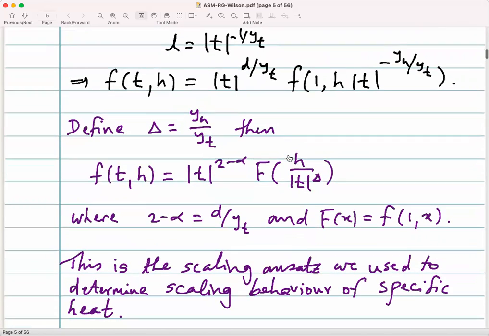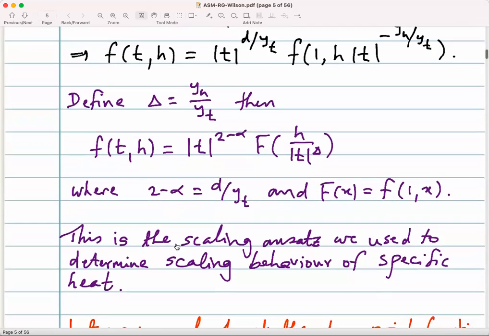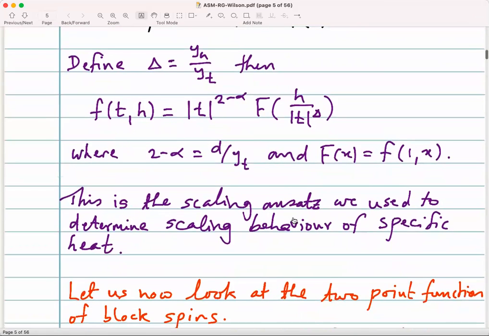Okay, and you can use this fact to determine yt in terms of some of the scaling exponents. Fine. So this is what I was saying, that this 2 minus alpha written here is basically following from the scaling behavior of the specific heat.